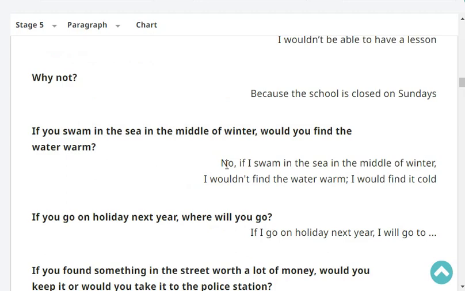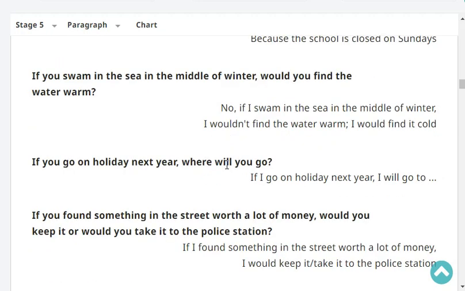If you swam in the sea in the middle of winter, would you find the water warm? No, if I swam in the sea in the middle of winter, I wouldn't find the water warm. I would find it cold. If you go on holiday next year, where will you go? If I go on holiday next year, I will go to Hokkaido. Very good.